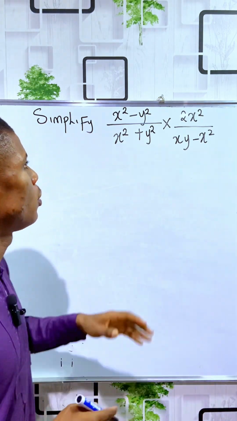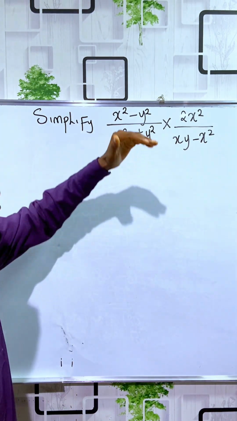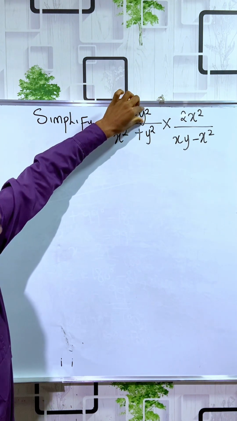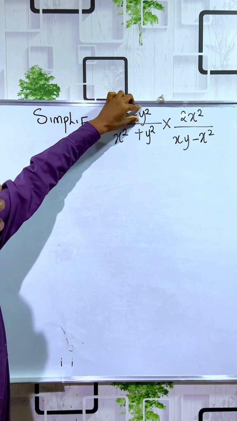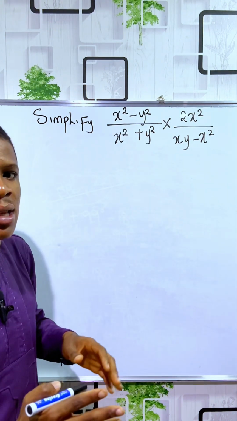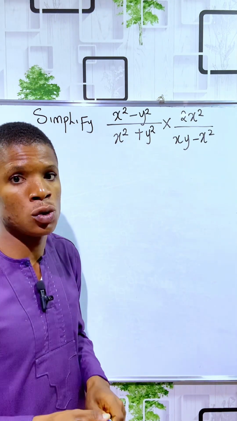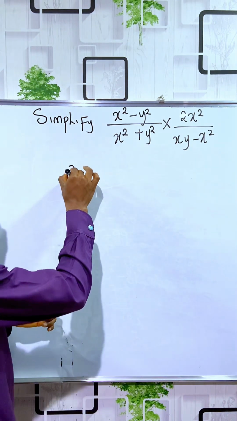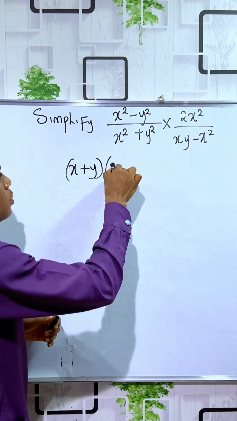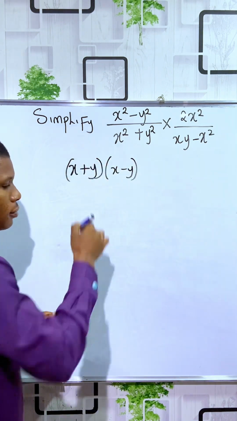So if you look at the board, we take it one by one. If you look at the numerator, I have x squared minus y squared. X is squared, y is squared, and I have minus. So I will just expand this, making use of the difference between two squares. So I can now apply the difference between two squares, x plus y times x minus y.